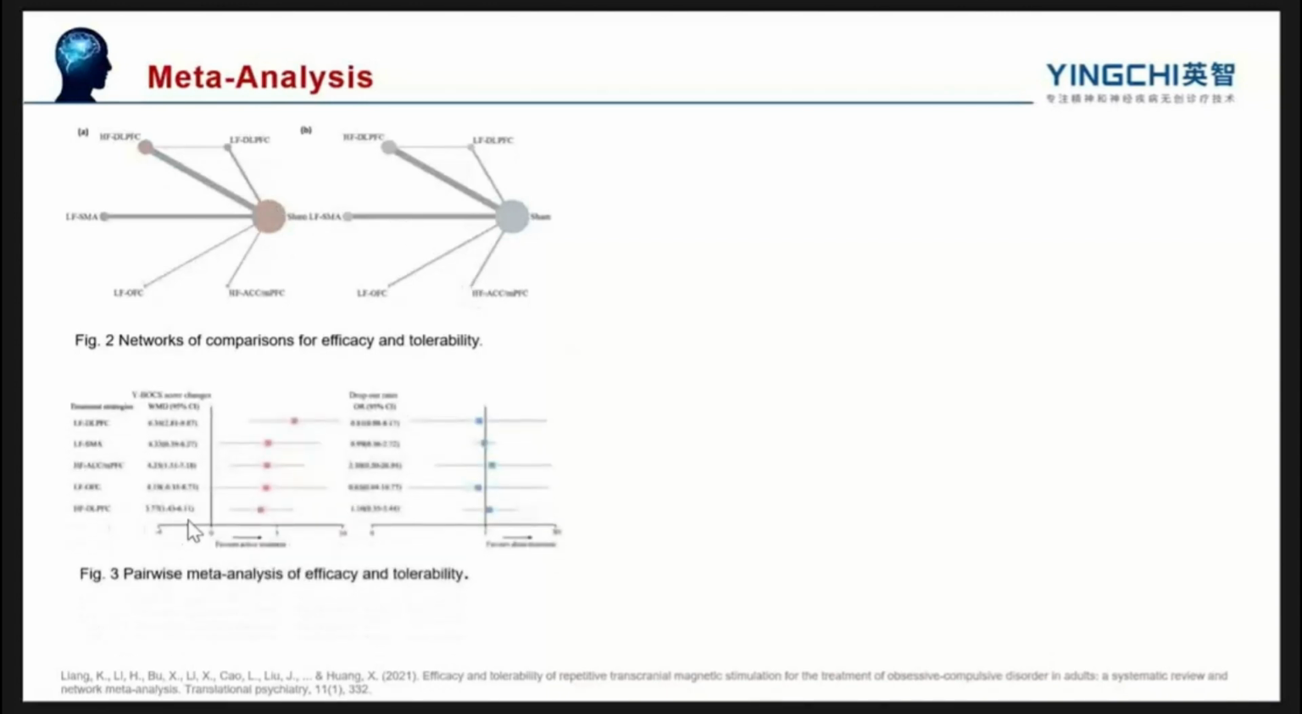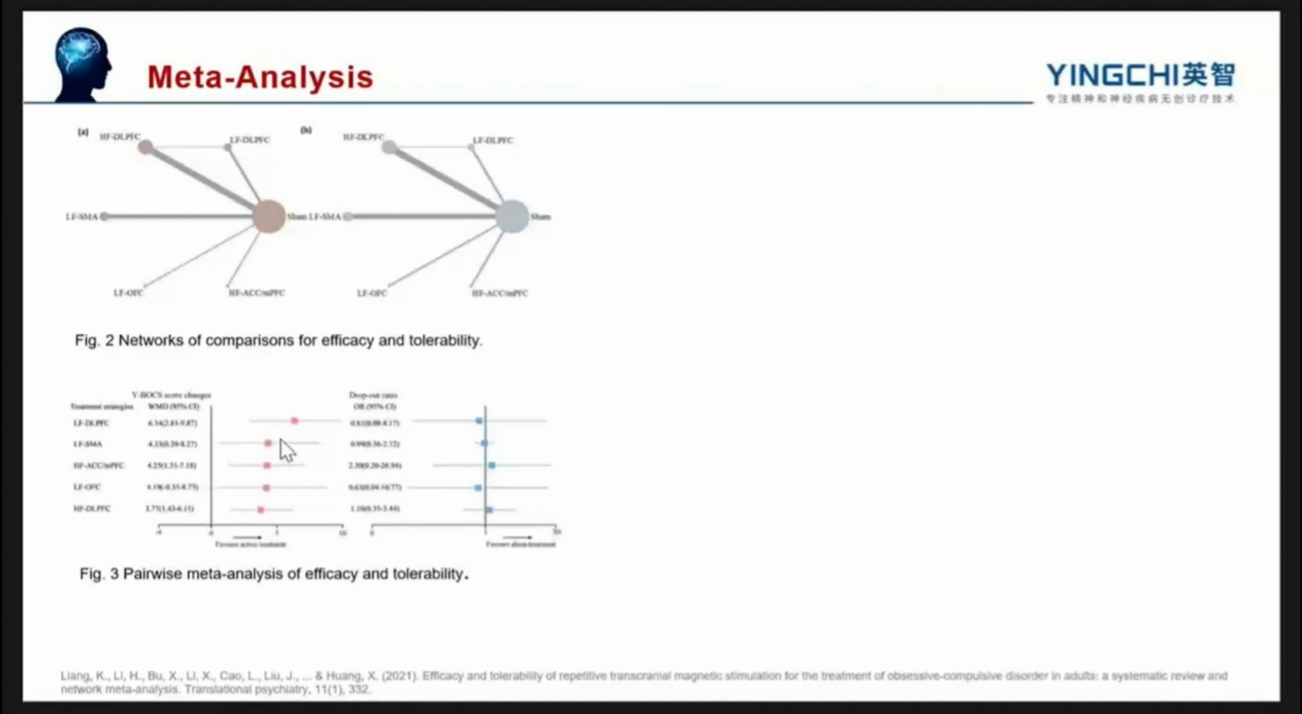And we can also see the result from the pairwise meta-analysis of the efficacy and the tolerability. And we can see that both of these strategies have a better improvement.